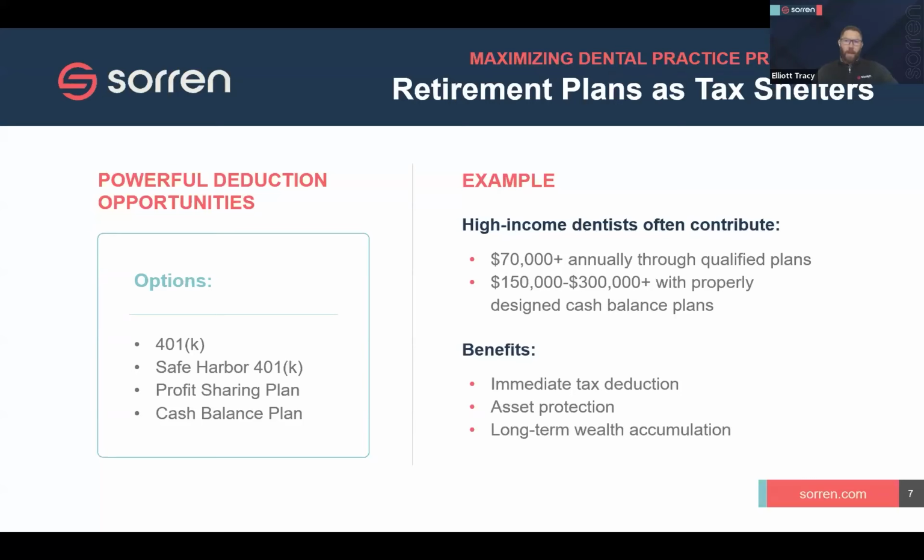Again, I don't want to speak too much about the actual ins and outs of a cash balance plan, but you need to have an actuary. It's a little more expensive, but it's a significant planning tool for later on, getting more dollars into a retirement plan. So why are these beneficial? You have an immediate reduction in taxes. It's protected, obviously, and you have long-term wealth accumulation.